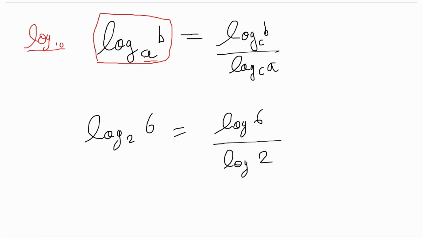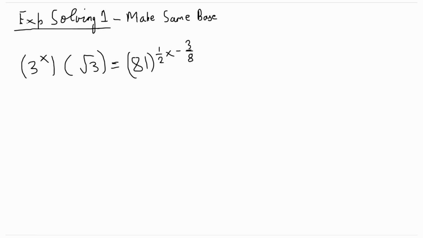So log a of b is just log of b divided by log of a. Okay, and this base can be anything. But since our calculators have 10 as a base, just the normal log, we just use normal logs. So log 2 of 6 becomes log 6 divided by log 2. You plug that into your calculator and you get the answer. That's it. Now let's go to solving.